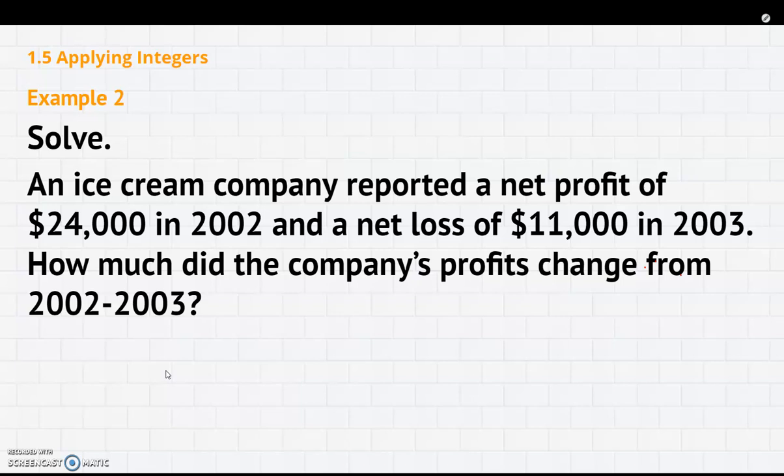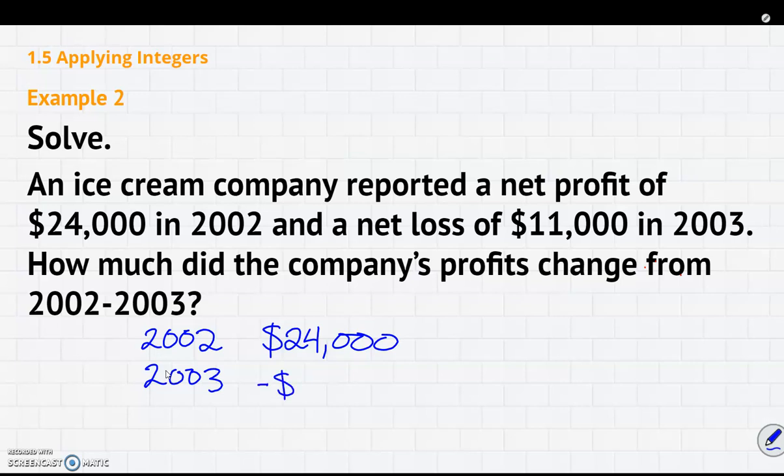So in 2002, they were doing pretty good, because they made $24,000. But in 2003, they had a loss of $11,000. So to represent this loss of money, this is a negative amount of money. So we're going to say this is a negative $11,000. So we want to know what is the change to go from 24,000 down to negative 11,000. Okay, what is that change?